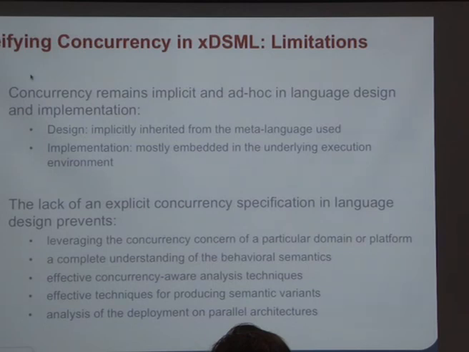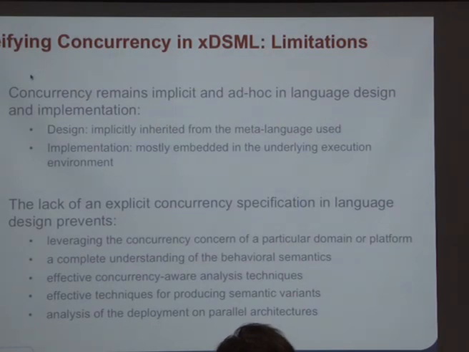So there are many drawbacks from this lack of an explicit and formal concurrency model. The first one is that it's pretty difficult to leverage the concurrency concerns coming from the domain or from the different platforms on which we will deploy our complex system. The other one is that it's pretty difficult to have a complete understanding of the behavioral semantics, because part of this semantics, which corresponds to the concurrency model, is implicit and inherited from the meta language. It's almost impossible to define dedicated analysis techniques for those concurrency constraints, because the concurrency model is not directly available.